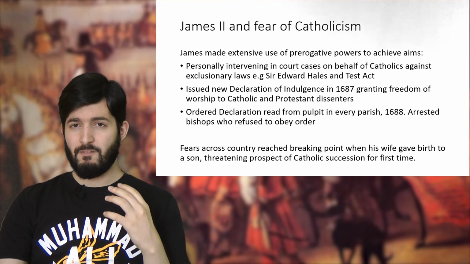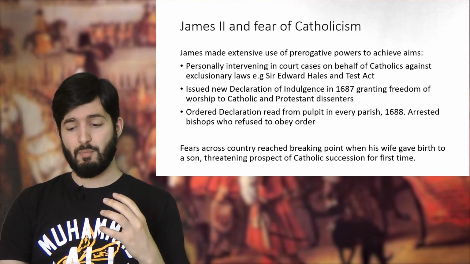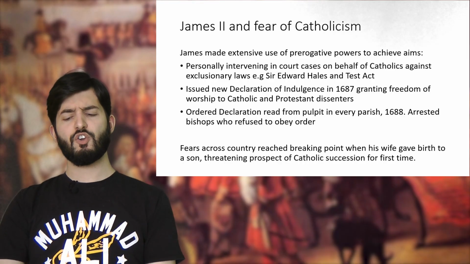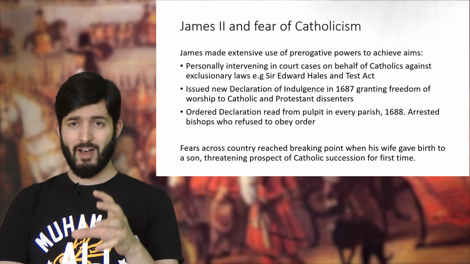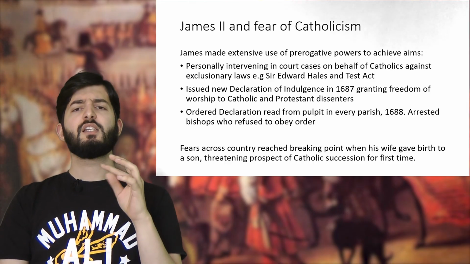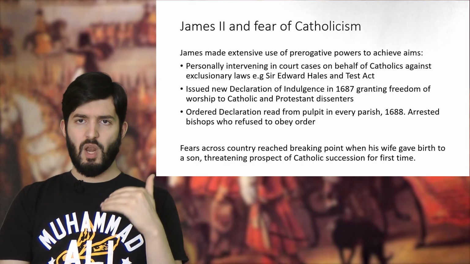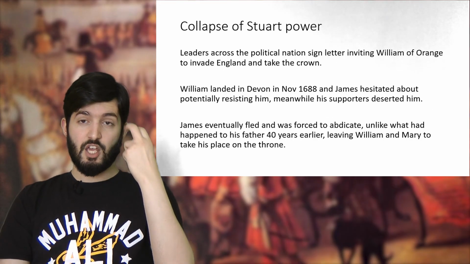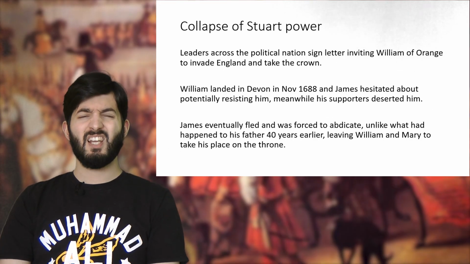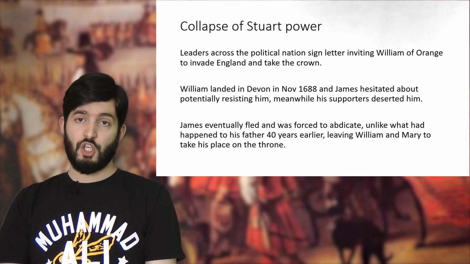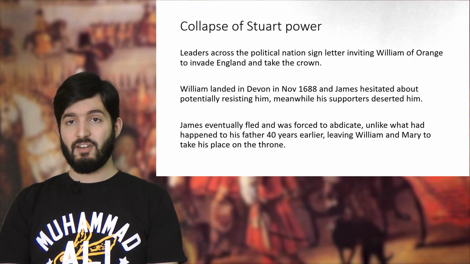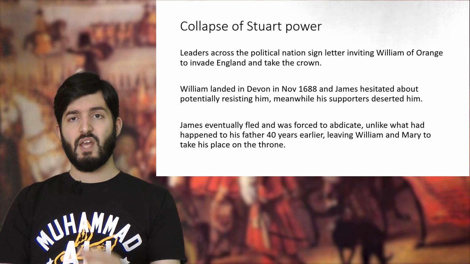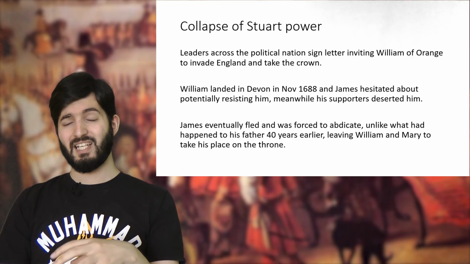And so at this point, the fears of James's reign reach breaking point and trigger the final collapse of Stuart power. The leaders across the political nation, across every political faction, Whig, Tory and others in between, sign a letter inviting William of Orange, who of course married Mary, James's daughter, to invade England and take the crown for himself. And basically from that point onwards, that was essentially all she wrote. William lands in Devon in November 1688, and James hesitates about potentially resisting him, which gives time for his supporters to desert him.